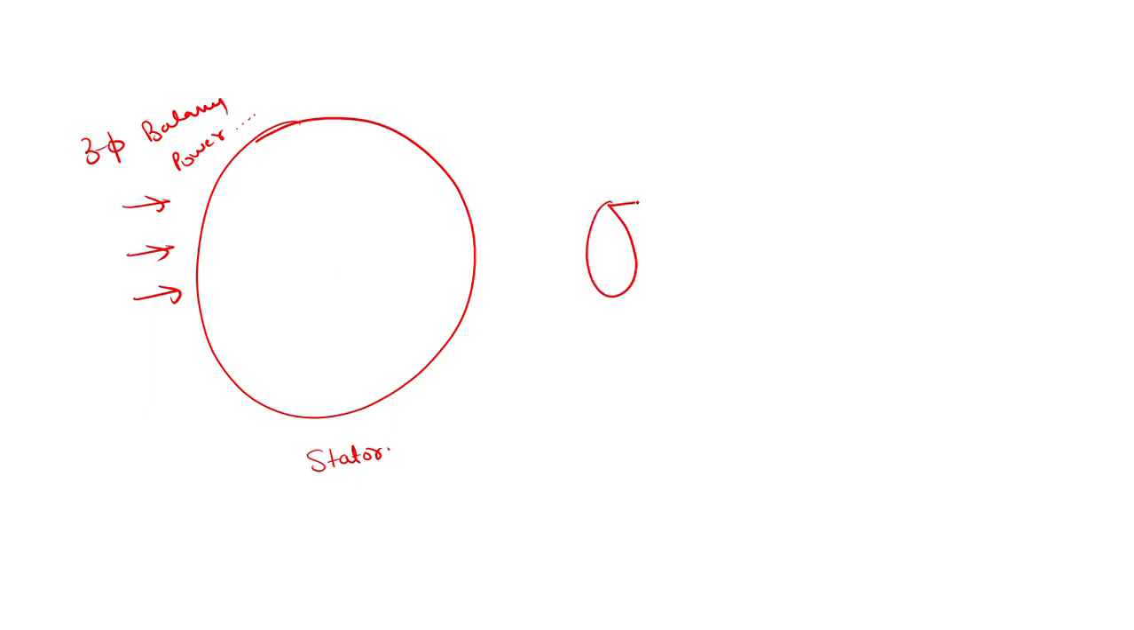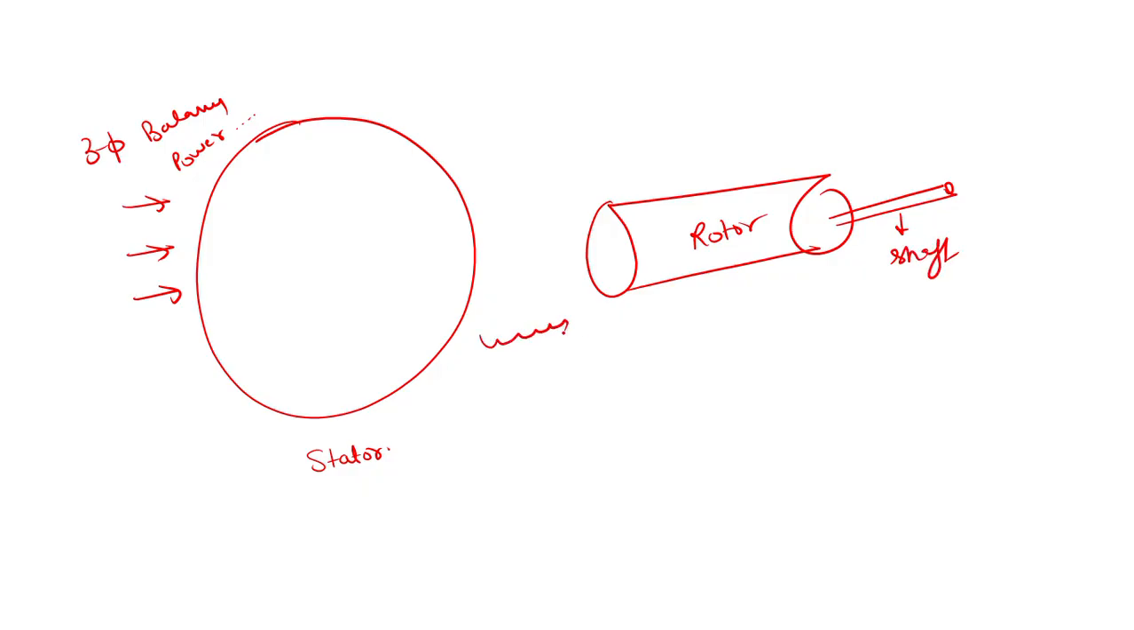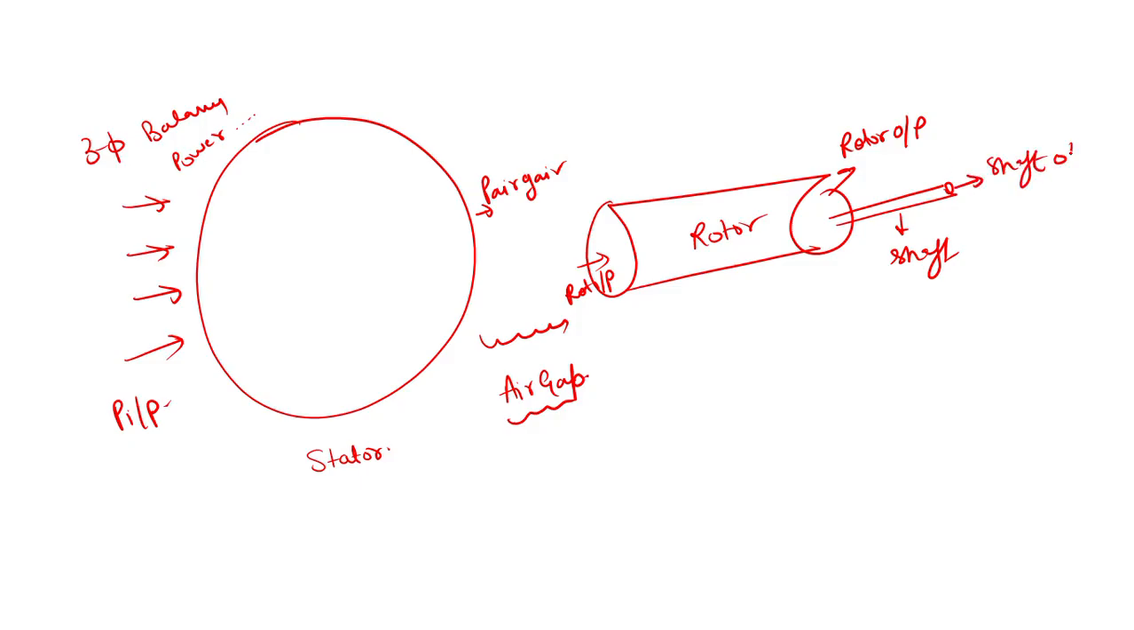In the induction motor, you have a rotor. After that, there is a shaft, right? This is a shaft. This is an air gap. So this is P input. This is P air gap. This is rotor input. This is rotor output. And this is shaft output. Okay. Now we are seeing just a power flow basically, nothing else.